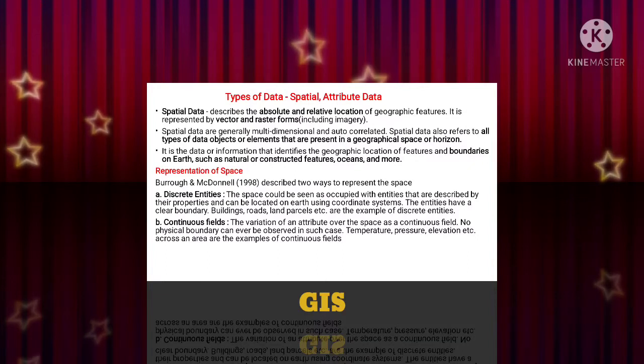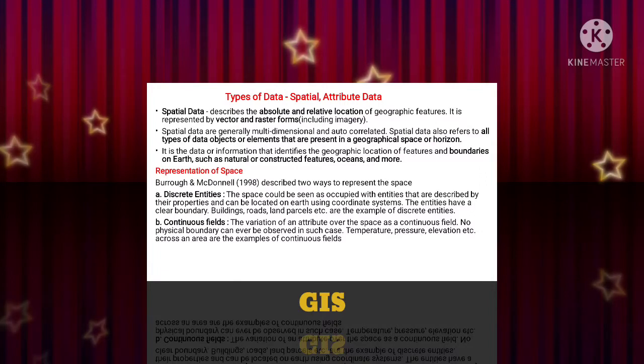Discrete entities means the entities have a clear boundary. Examples are buildings, roads, land parcels, etc. Continuous field means that no physical boundary can ever be found or observed in such a case. That is temperature, pressure, elevation, etc.